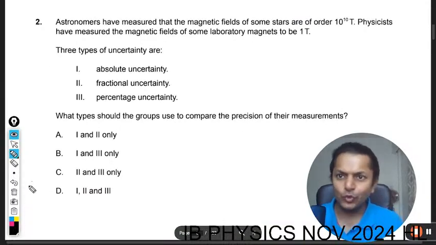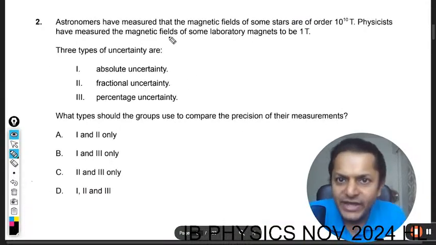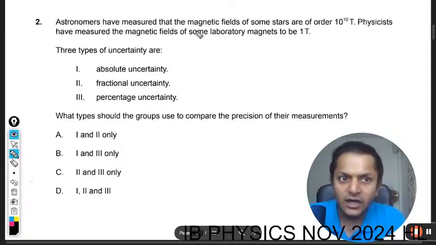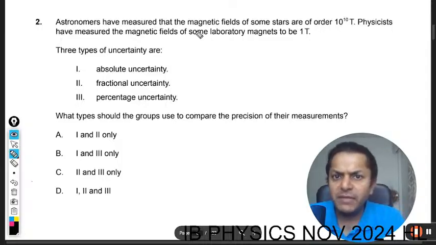Okay, so question number 2. Astronomers have measured that the magnetic field of some stars is of the order of 10 raised to power 10 Tesla. The physicists have measured the magnetic fields of some laboratory magnets to be 1 Tesla. So there are two measurements that they are making.